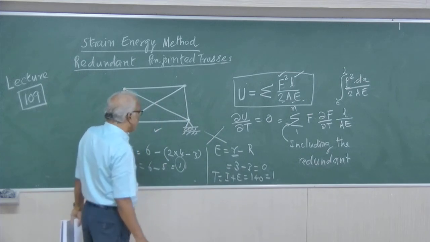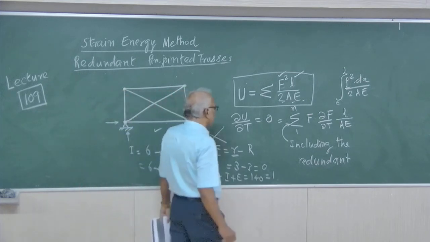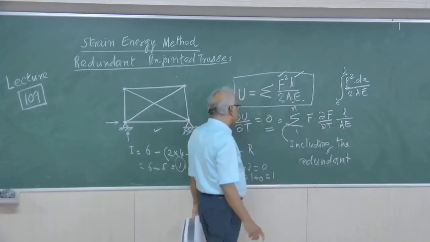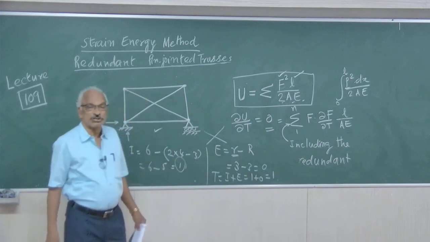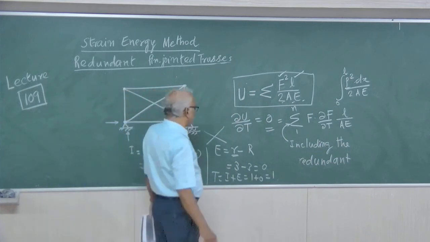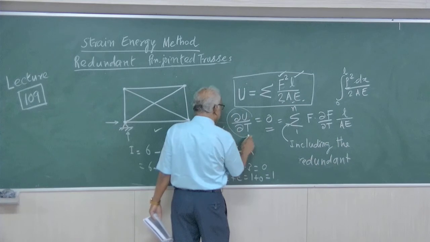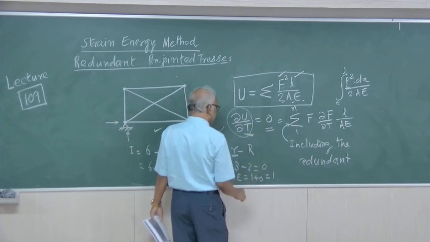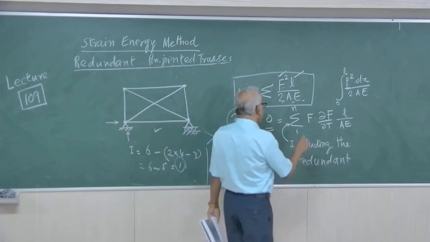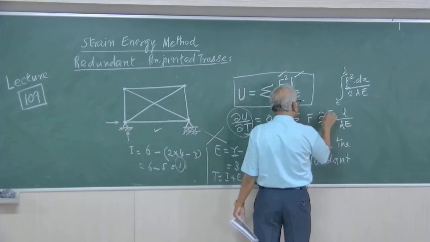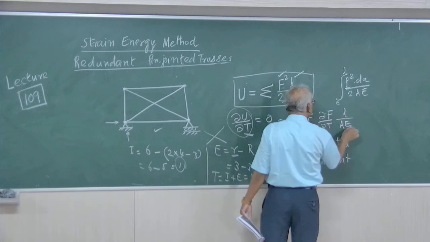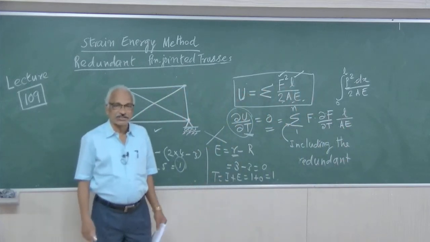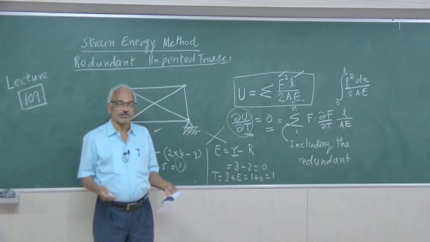Now this formula: summation of F into dou F by dou T into L by AE equal to 0, because we are going to say that displacement is equal to 0. That will give you the partial derivative of total strain energy with respect to a particular force. I will tell you what is T. So summation of F into dou F by dou T into L by AE equal to 0. That will give you the axial displacement, and that axial displacement is equal to 0.